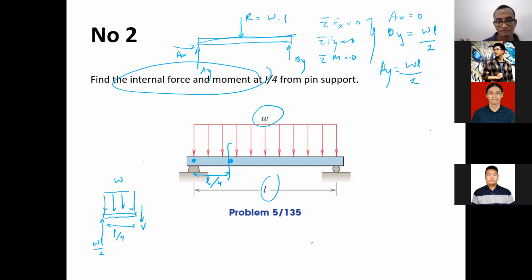What else? How about moment? Moment will always be there. Shear force V will always be there. So for moment, the positive direction is supposed to be clockwise or counterclockwise?